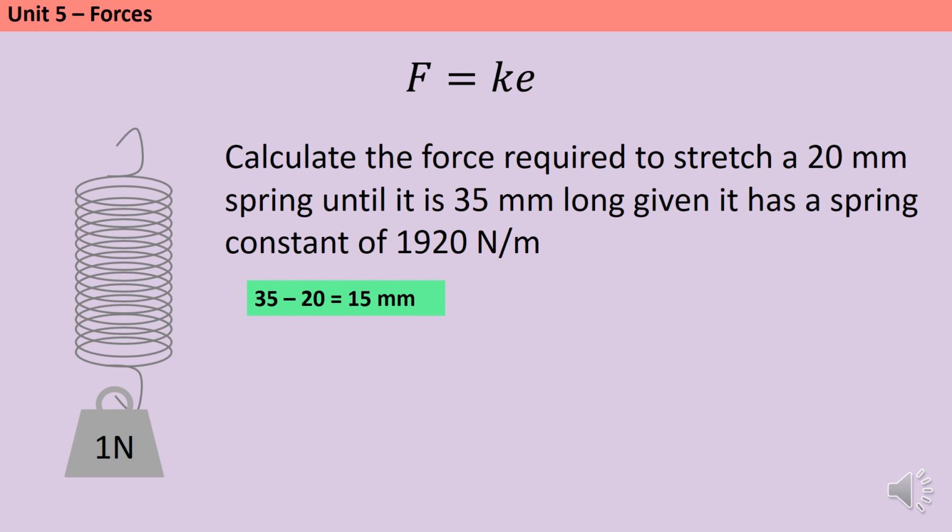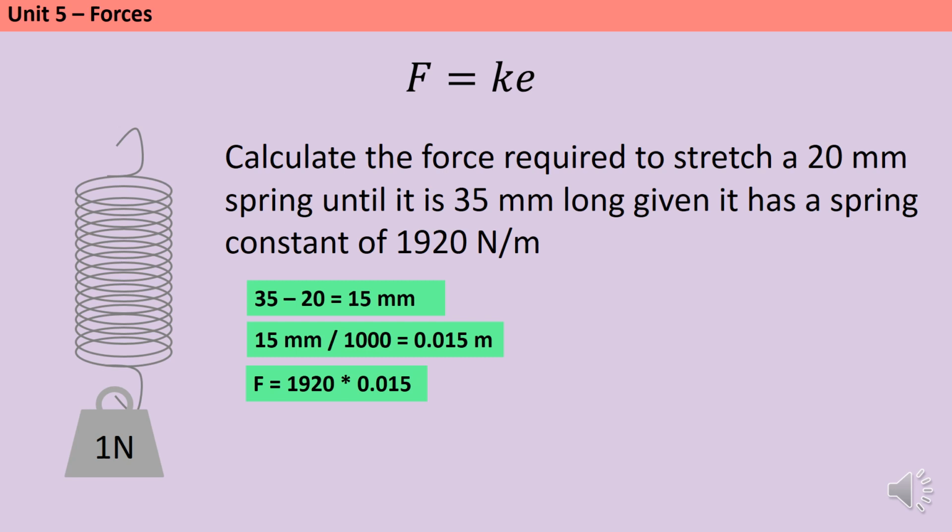Now the other thing is that this extension is in millimetres, not in metres, so I need to convert it. There are 1,000 millimetres in a metre, so I need to divide by 1,000. 15 divided by 1,000 is 0.015 metres. Now I can use my equation. The force will be 1,920 multiplied by 0.015, which gives me a force of 28.8. And again, because it's a force, my units are newtons.